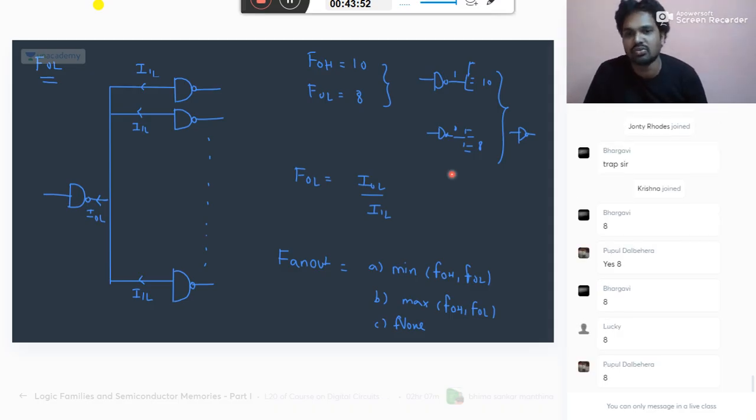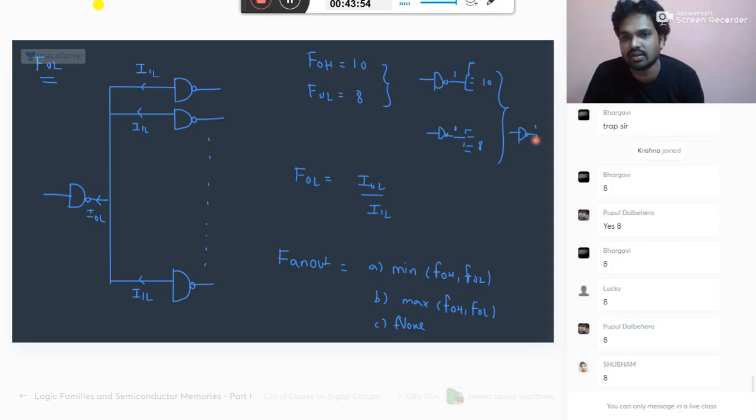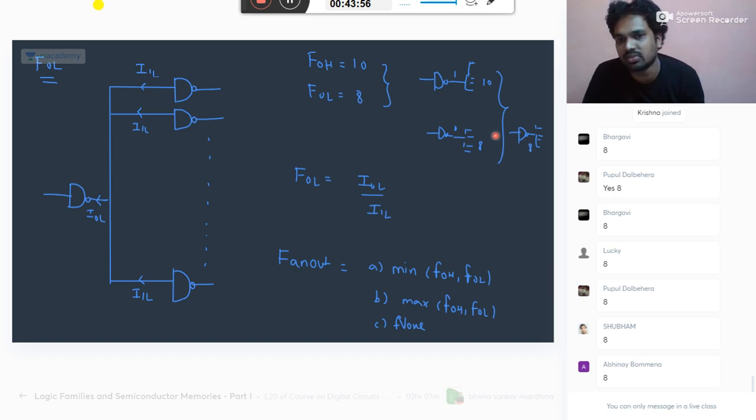What is that number which is happy for both the cases? 8, right? 8 is okay for both of them. 10 will be okay for 1, not for 0, because you don't know when the output will be 0 and when it will be 1. Every time you cannot change the number of gates connected. Once you have connected, the output can be anything. So in the circuit, we take both of them and you should take the minimum.